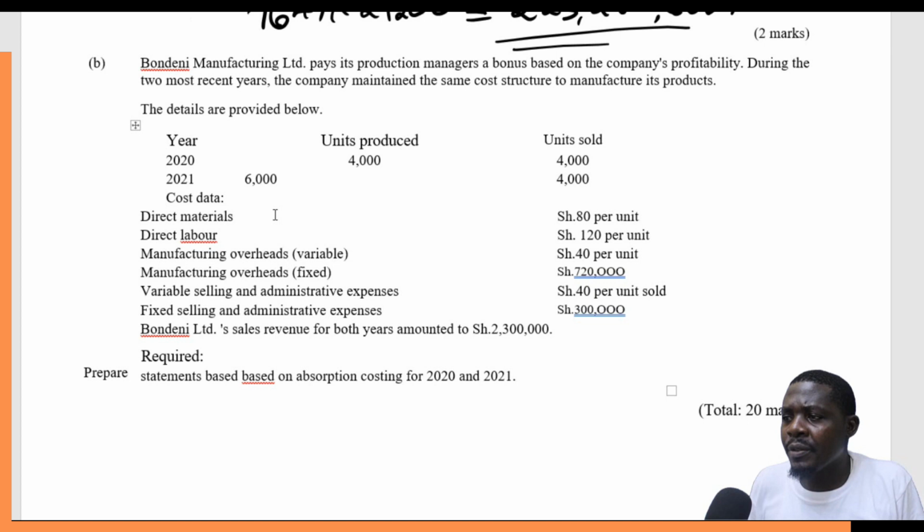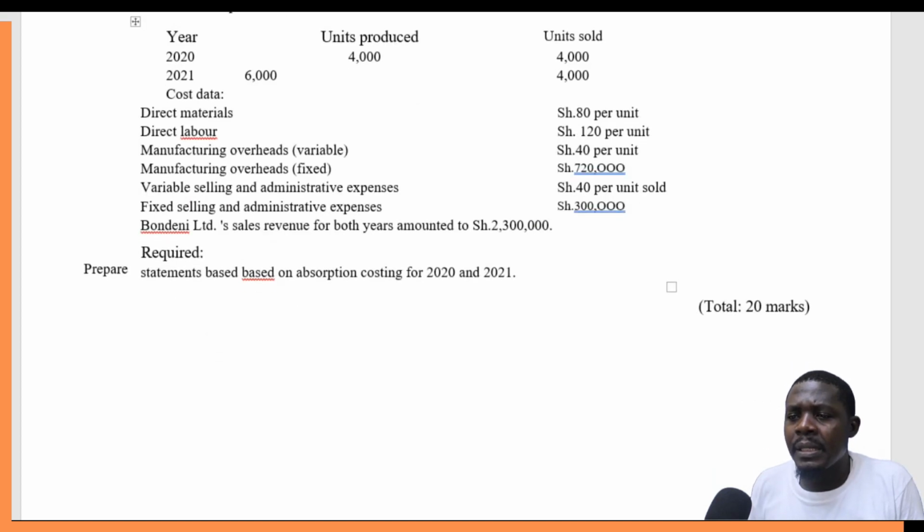We have direct cost data. We have direct material, direct labor. We have been given manufacturing overhead variable, and manufacturing overhead which is fixed. We have the variable selling and administration expenses, which is 40 shillings per unit sold. Fixed selling and administration expenses have been given. Then Bondeni Limited's sales revenue for both years was given. Then prepare the statement based on absorption costing for the year 2021.